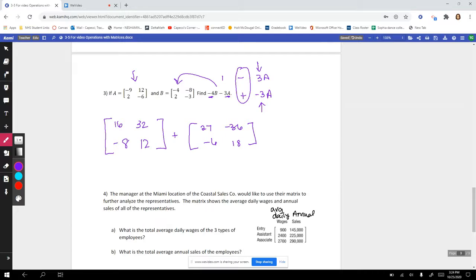Now, because I decided to multiply by the negative number, I can add these matrices together, and the dimensions are the same. It's a 2 by 2. So my final answer here is 43, -14, -4, and that gives me 30. So that's my final answer for -4B minus 3A.